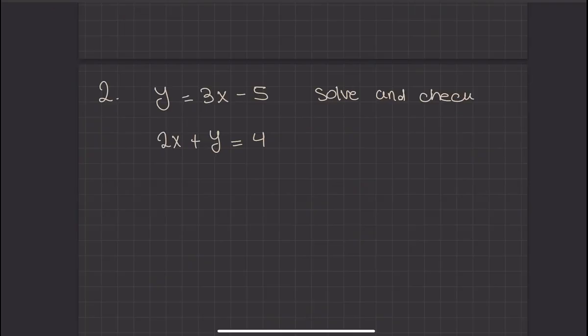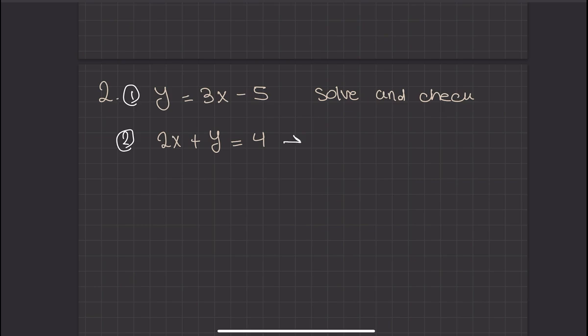So let's try another question. And this time, both equations are not solved for y. So in this case, we have to rewrite one of the equations to make both equations solved for y. This is the first equation, and this is the second equation. The first one is already correct, so it's already y equals 3x minus 5, but the second equation we need to rewrite.